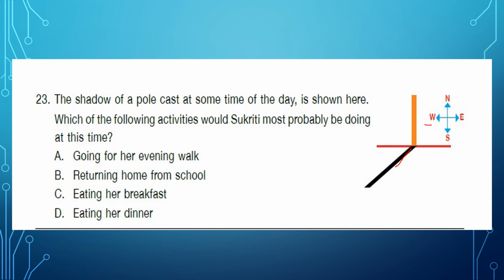Option A, going for her evening walk. Option B, returning home from school. Option C, eating her breakfast. Option D, eating her dinner. In the morning time, she is eating her breakfast. Answer is option C.